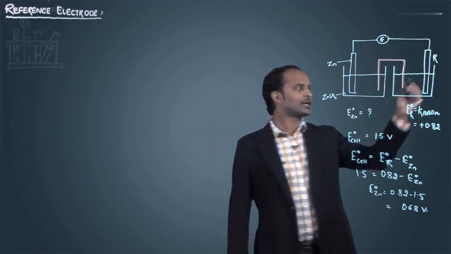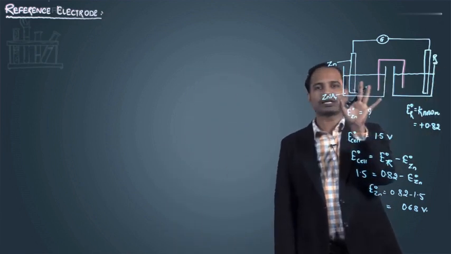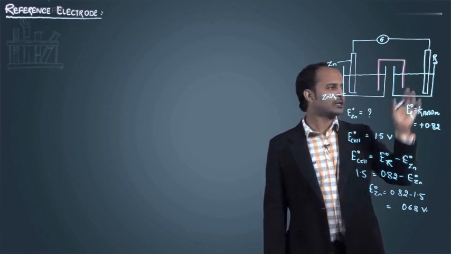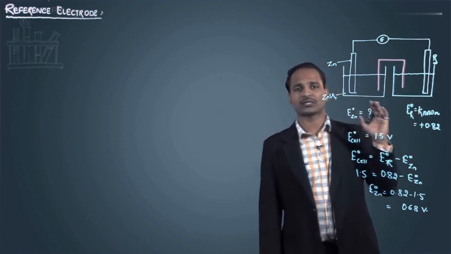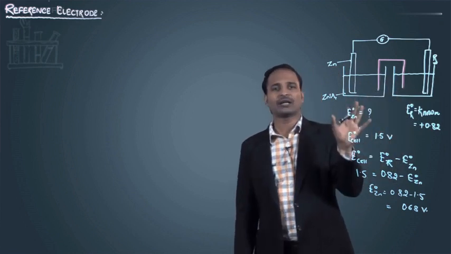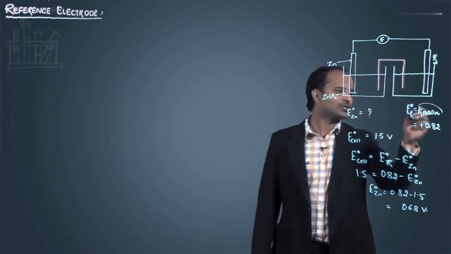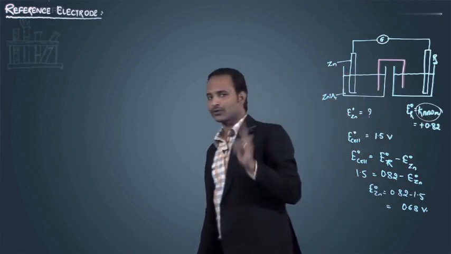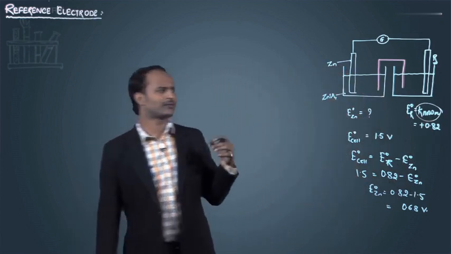The zinc electrode is the one whose potential is to be determined. The R is an electrode whose potential is already known, and which is used to get the value of zinc, and it is called a reference electrode. So here the electrode R is called a reference electrode.